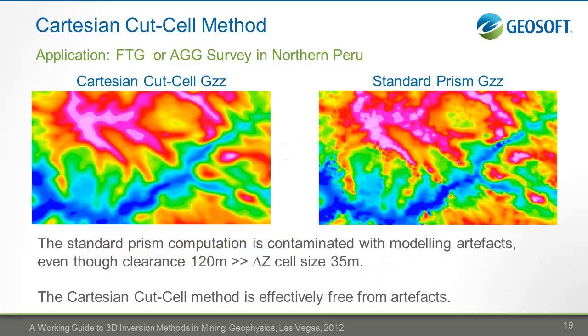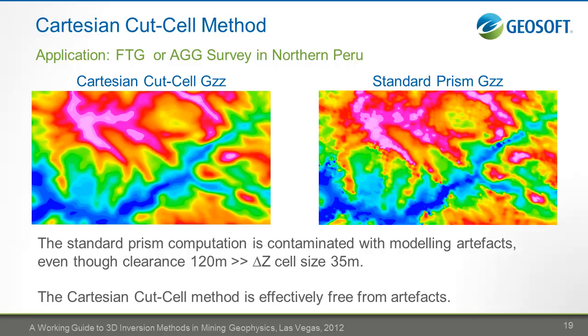Now in this slide, what I'm showing you on the left is the Cartesian cut cell GZZ. So this is the GZZ that's been calculated using the cut cell method, and you can see it's a nice smooth image and looks very reasonable. On the right I'm showing the corresponding image that is obtained by using a prism-based algorithm without any cut cell approximation.